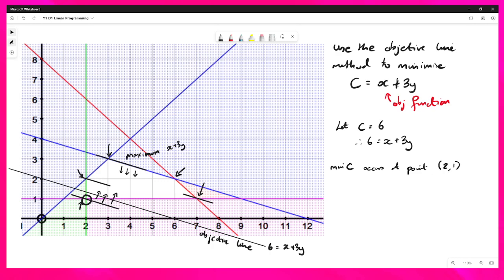2, 1. Therefore, the minimum C is going to be x plus 3y, which is 5. So we've found the minimum value of C that is feasible. Remember, we'd find here at this point a smaller value of C. But because it's not feasible, it doesn't satisfy all of the constraints at once, we can't use this point. And that's the purpose of the constraints.